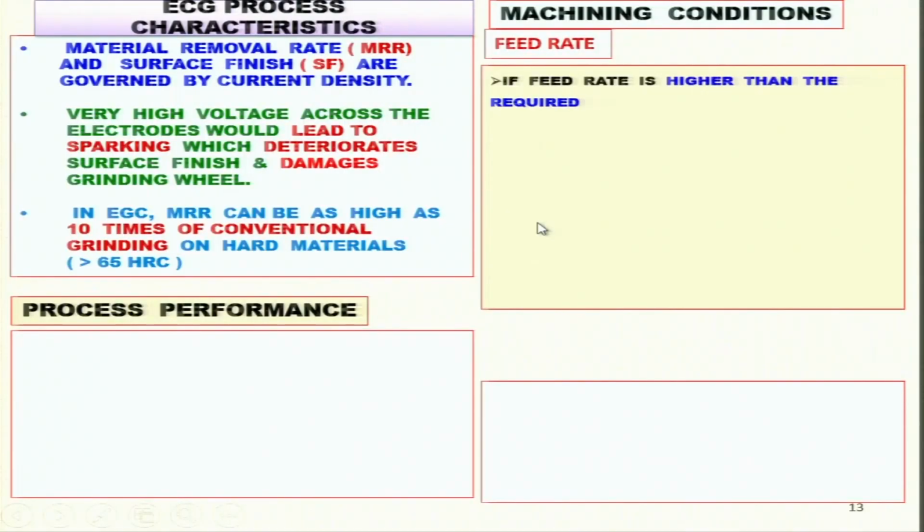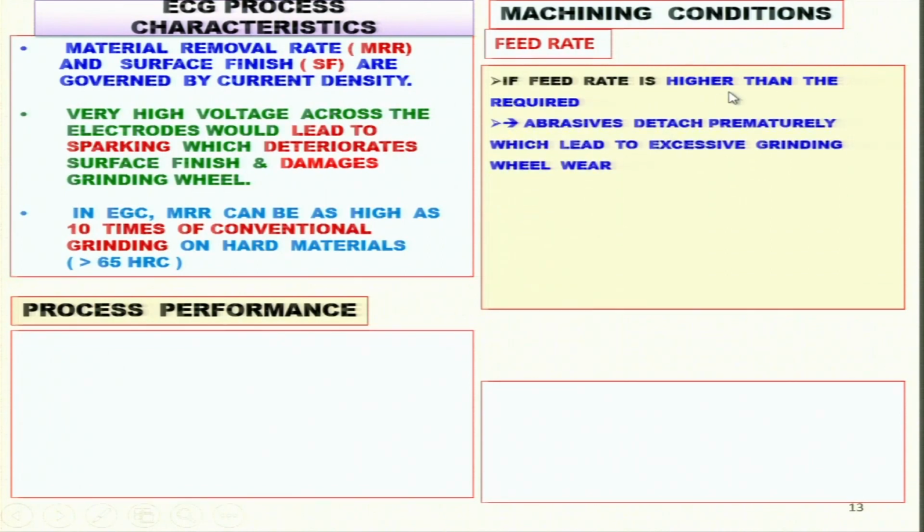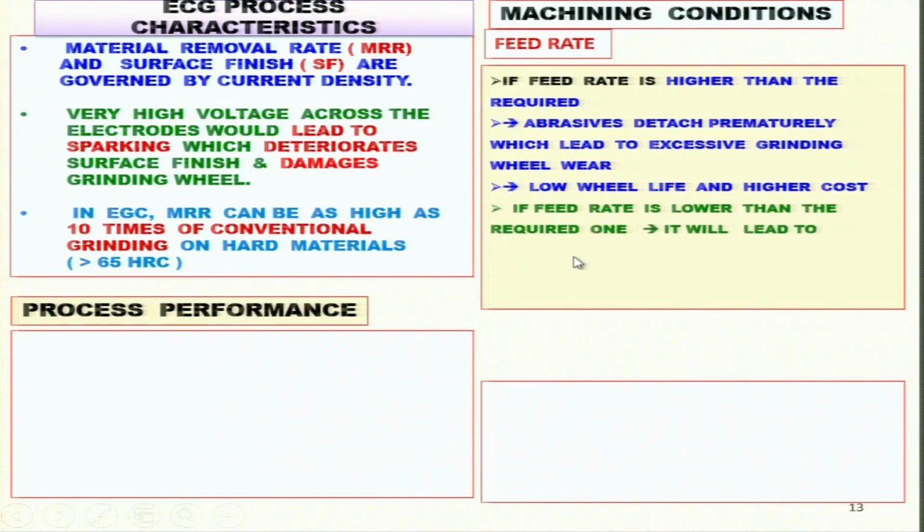Feed rate has its own effect on material removal rate and other responses. If feed rate is higher than the required one, then abrasives detach prematurely from the wheel, the electrochemical grinding wheel, which leads to excessive grinding wheel wear. Wheel life becomes low because abrasives are pulled off from the grinding wheel and cost will be definitely higher.